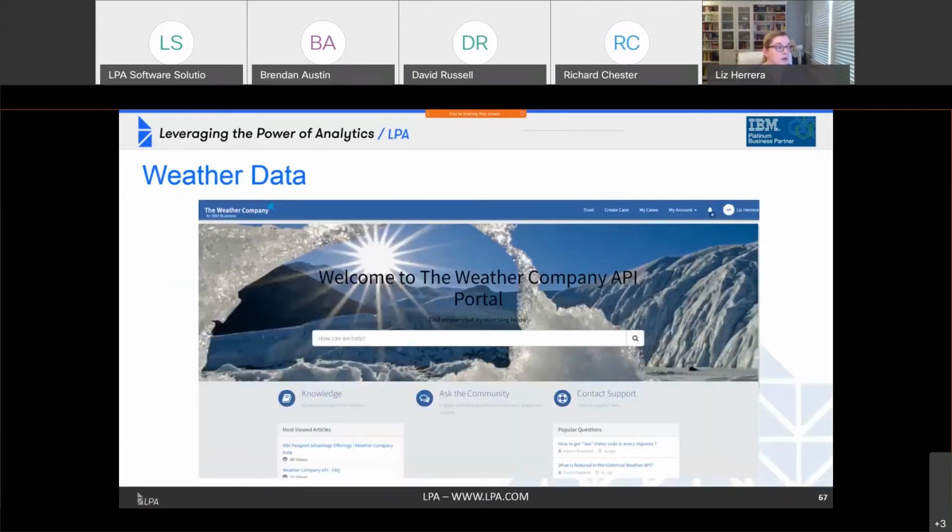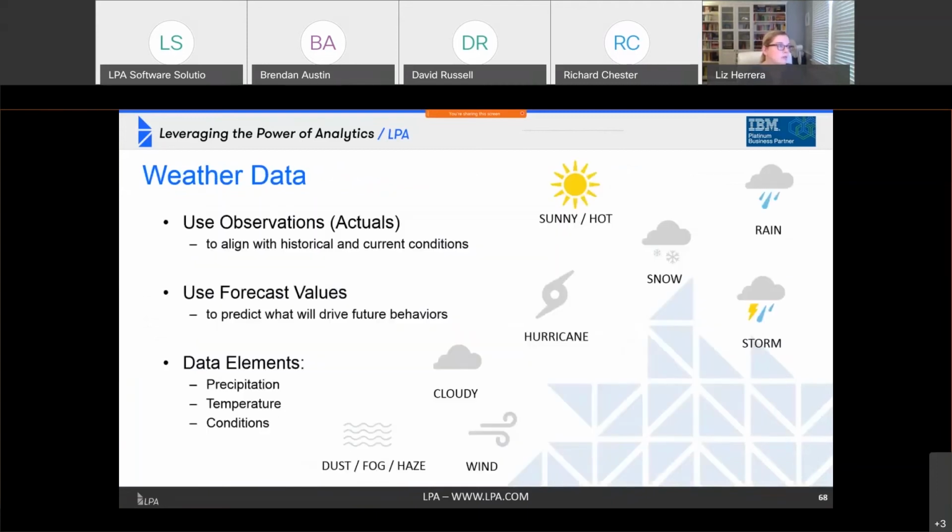And then finally, the weather data, using the weather company API. There are other data sources out there for weather as well, but we have access to the API here. Some of the things that you can look at: actual weather conditions, current conditions, forecasted values, which are incredibly important if you're thinking about what people are going to do over the next week to 2 weeks. You want forecasted information. And then the data elements, I had a few here. They're really literally endless, but some of the common ones: precipitation, temperature, weather conditions, and I have a few there on the screen to represent that.